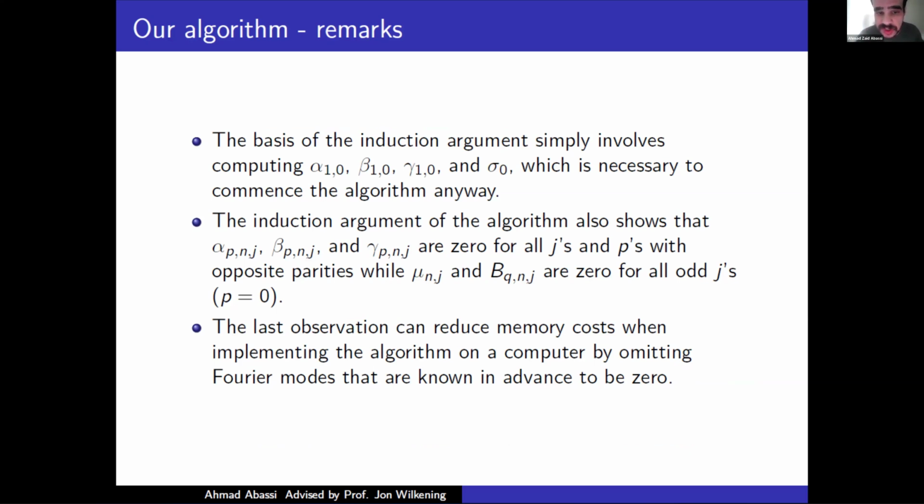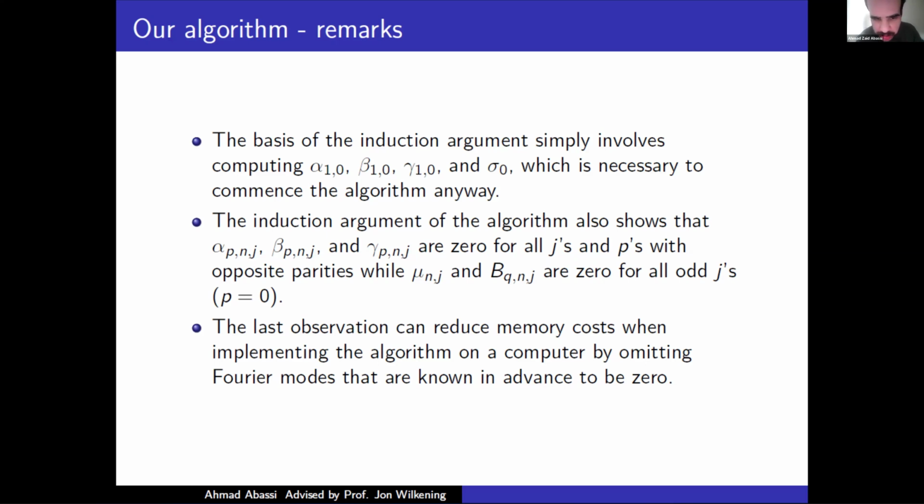And sigma 0 in this case, unlike the infinite depth problem, is not 1, but coth of mu 0, which is responsible for the transcendental miracle that we had a few slides back. And the induction argument of the algorithm also shows that, much like in the infinite depth problem of Amick and Toland, alpha pnj, beta pnj, and gamma pnj are zeros for j's and p's with opposite parities. So we only need to store half as many Fourier coefficients when storing these guys as chunks.